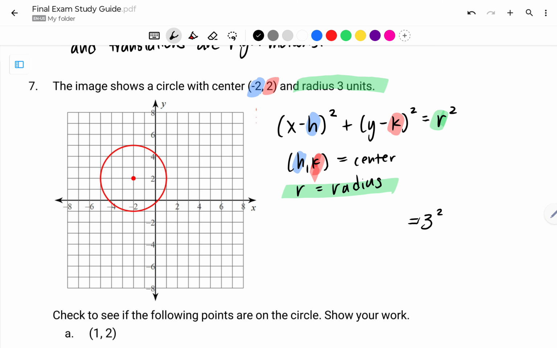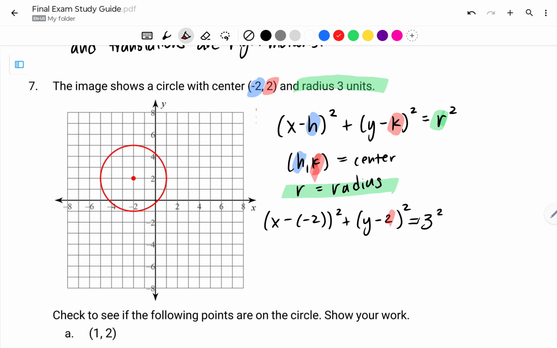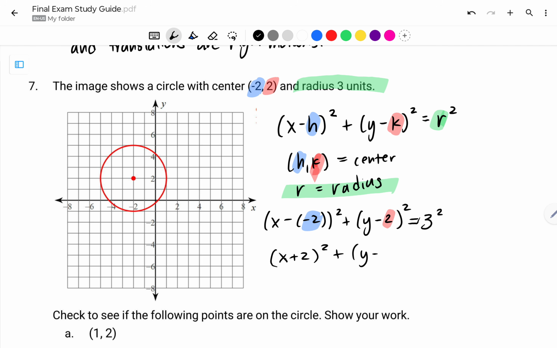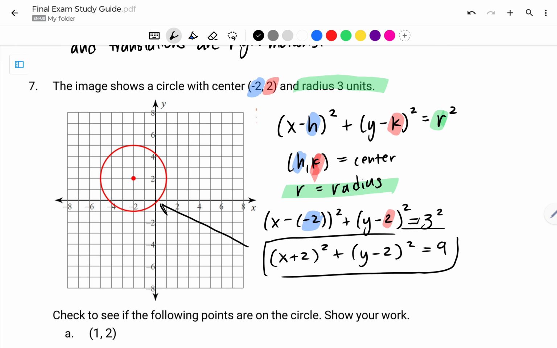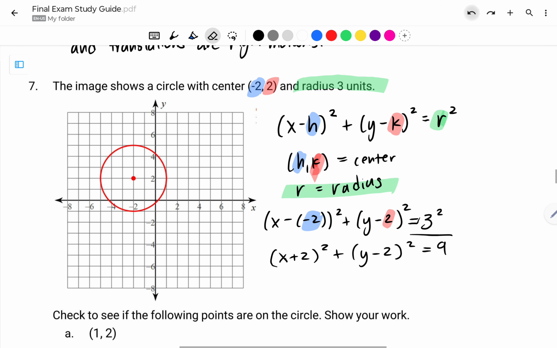Okay. So I'm going to rewrite this. I'm going to say (x minus -2) squared plus (y minus 2) squared. Hopefully this is easy to follow. And I'm going to simplify a little bit. I know negative and negative makes a positive, and then I know 3 squared is 9. So this is the equation I'm going to use. That's my equation for this circle right now. So I'm going to use this equation to check if all of those other points are on the circle.